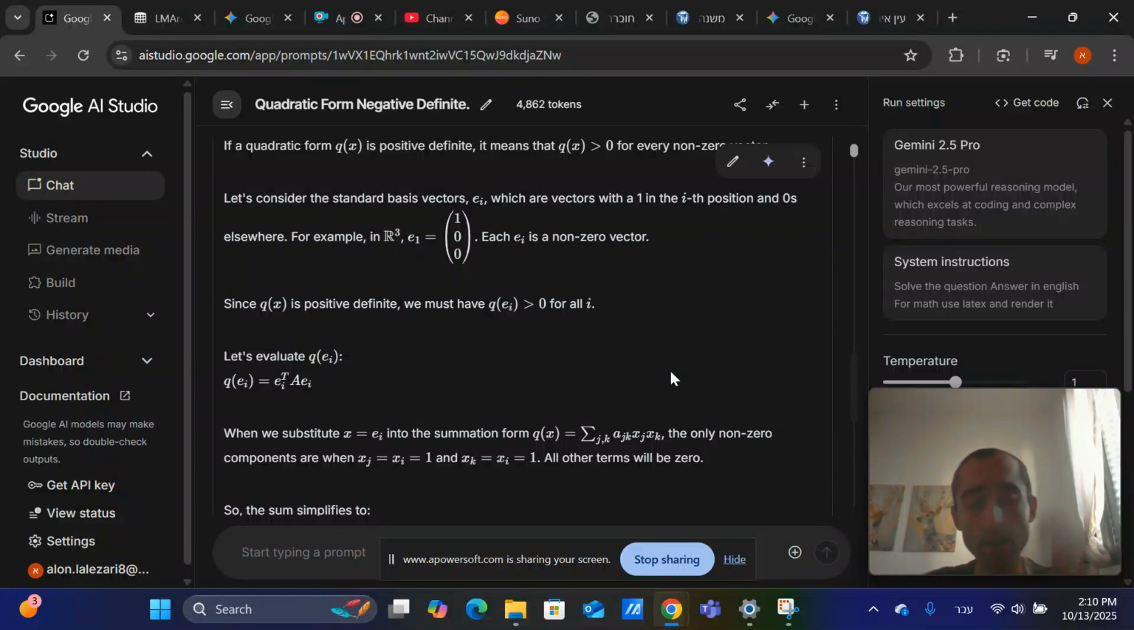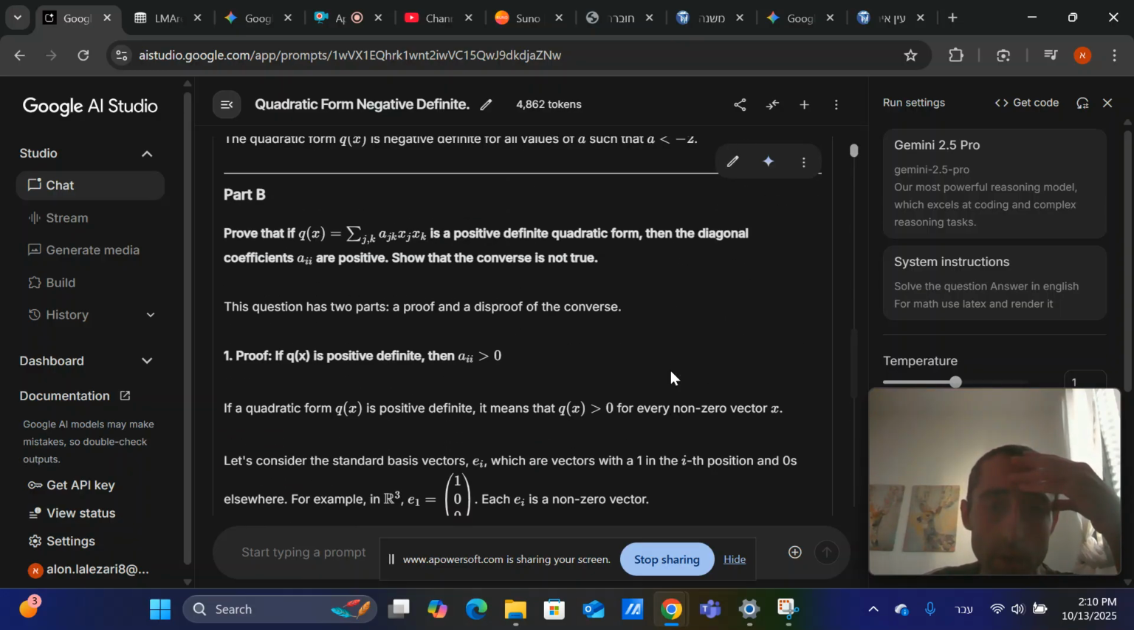Okay, so the idea now is to show two things for positive definite matrices. We want to show that if I have a positive definite quadratic form, namely one represented by a positive definite matrix, then the diagonal coefficients of the matrix must be positive numbers. But the converse is not correct: if all the diagonal elements are positive, it doesn't mean that the matrix must be positive definite, or that the quadratic form must be positive definite.